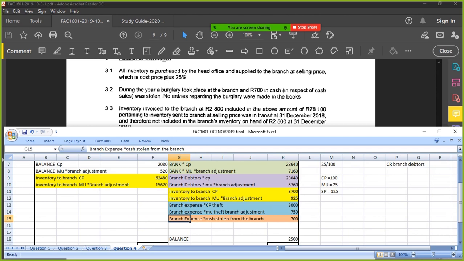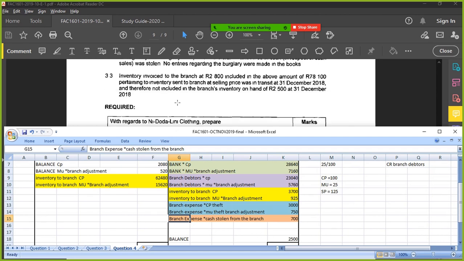All right. No entries were made. Fine. We've got it. We've made the entry. Great. And then the last bit. Inventory invoice the branch at 28 included in the above amount of this portion.